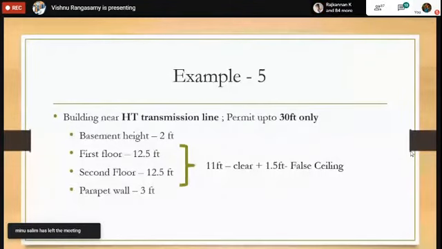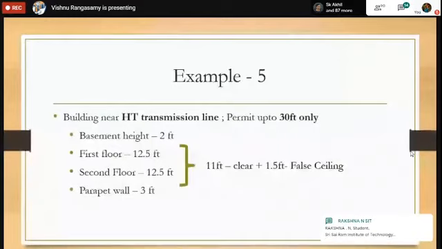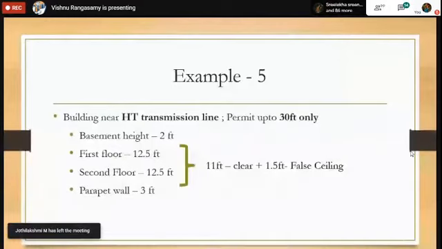So he is a knitting owner. So we designed this as basement height 2 feet, first floor 12.5 feet, second floor 12.5 feet, and parapet, that is nearly 30 feet. So you cannot go more than that. In this, the main problem is that 12.5 feet is the inner dimension, the inner clear space, right? You cannot have the beams. If there is a provision of beams, the space between the floor and the roof gets reduced.